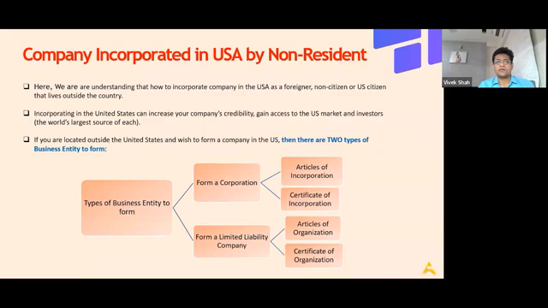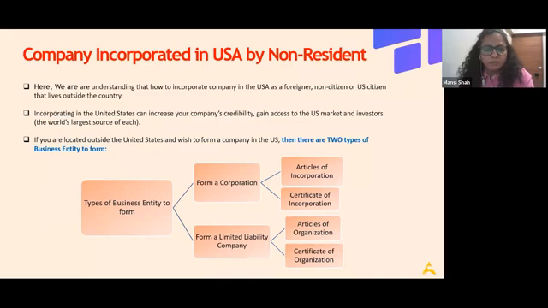Okay, the company incorporated in the USA by the non-resident. Mansi, are you covering that? Yes, yes, I'll take this. Okay, further. Perfect. Yeah, thanks, Mansi. Thank you, Vivek, for explaining the great insight on why we need the US entity and what are the benefits.